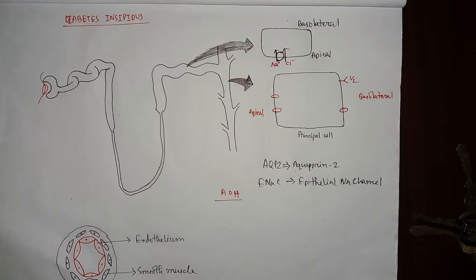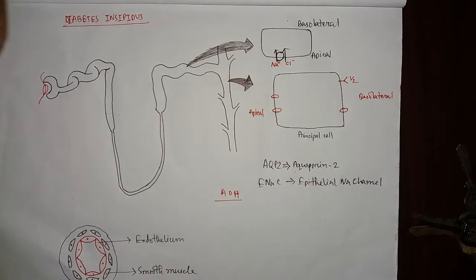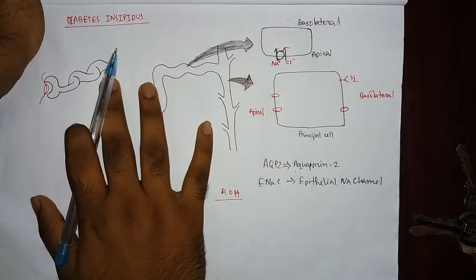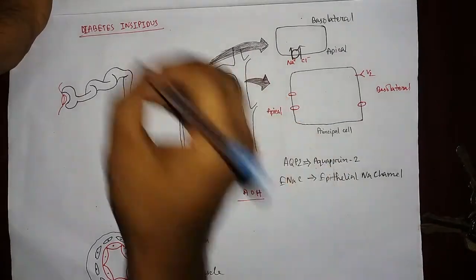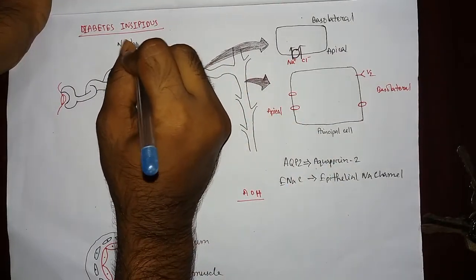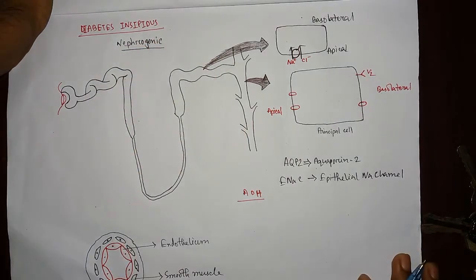For that reason, at first we should know what diabetes insipidus is and what occurs in it. Today we will not talk about all types of diabetes insipidus. We will only talk about the nephrogenic type of diabetes insipidus. As we say nephrogenic type, you can understand that there is some sort of pathology in the nephron or in the kidney.